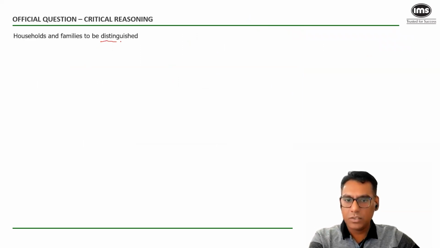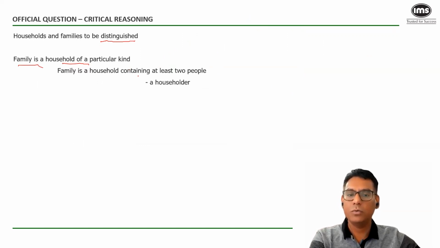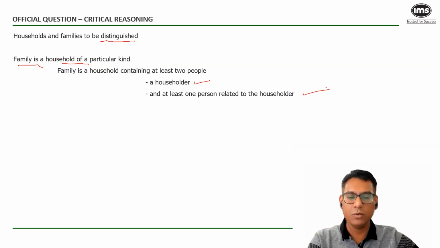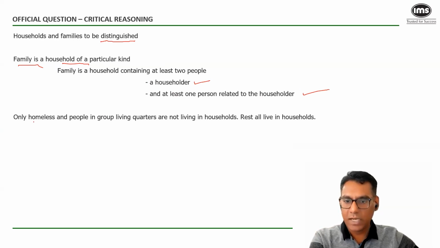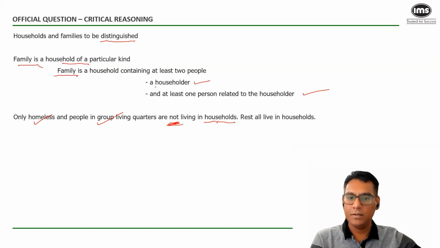There is a need to distinguish between these two terms, and family is a particular type of household with these two requirements: it has to have a householder and at least one person related to the householder. The other information we have is that two groups of people, the homeless and people living in group living quarters, are not living in households. So if they are not living in households, they cannot be part of a family, because family is a type of household.